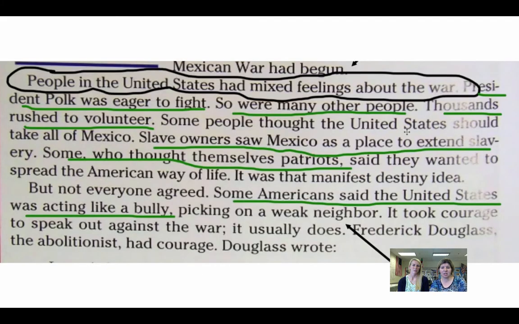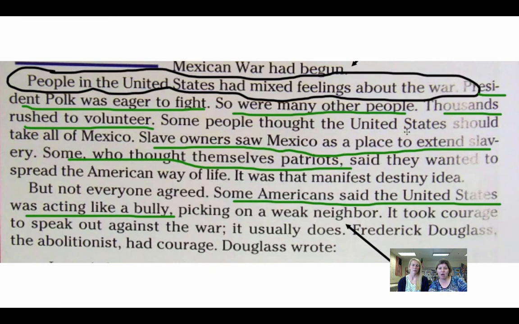So let's take a look at this article. I found this in a book, and it's a whole article, but I've just taken one paragraph. You can see in this paragraph that the article was about the Mexican-American War, and the reason in this paragraph is people in the United States had mixed feelings about the war. So the thesis or the claim of the article had something to do with the Mexican-American War, and it was backed up by several reasons. And the reason for this paragraph is that people in the United States had mixed feelings about the war.